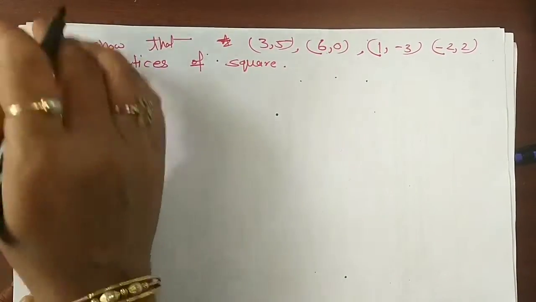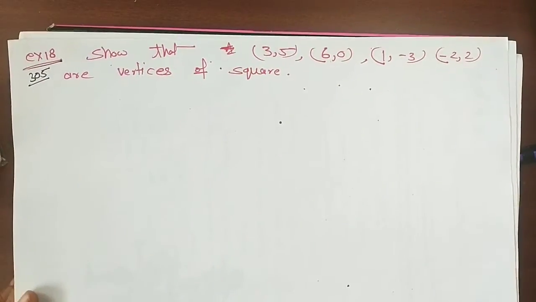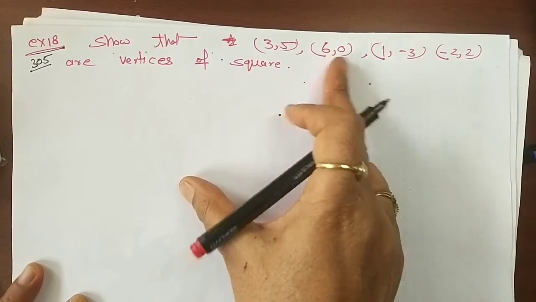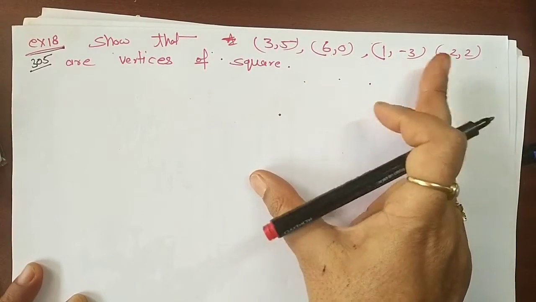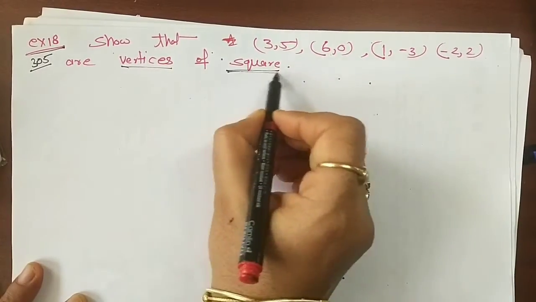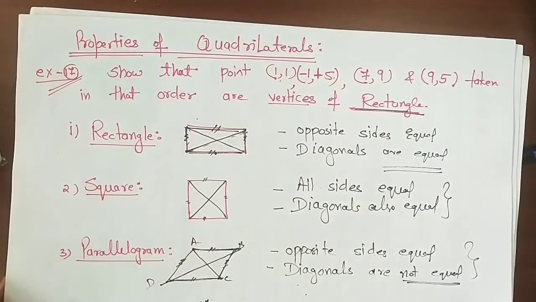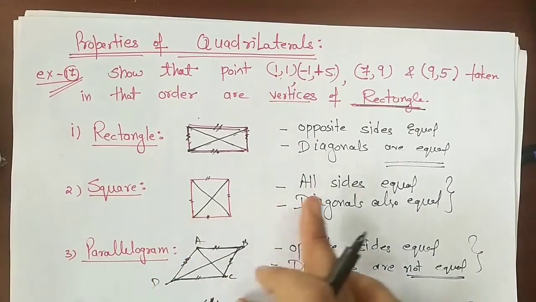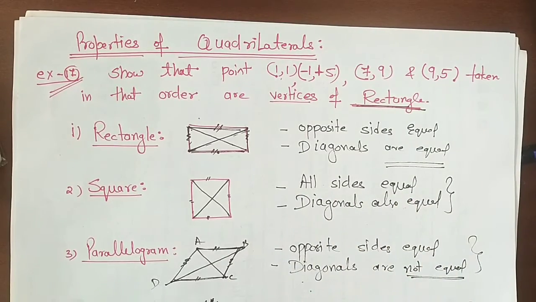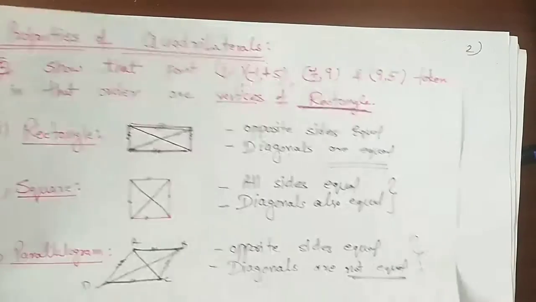This is example 18, which you will find on page number 305. It says, show that (3, 5), (6, 0), (1, -3), (-2, 2) are vertices of a square. For a square, what was the property? All sides must be equal and diagonals must be equal. So if I am able to prove it, it means it is a square.